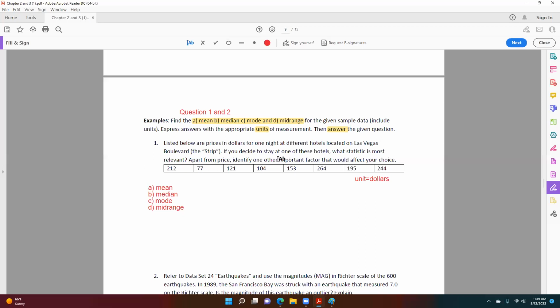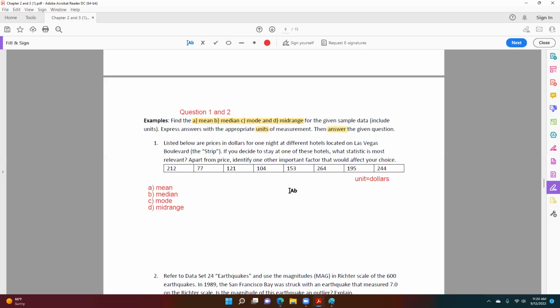And then here is the question that you need to answer. If you decided to stay at one of these hotels, which statistic is most relevant? When I say statistic, I mean which one of these four, mean, median, mode, or mid-range, is relevant. Another question also asks you, apart from the price given here, to identify one other important factor that would affect the choice of picking these hotels.